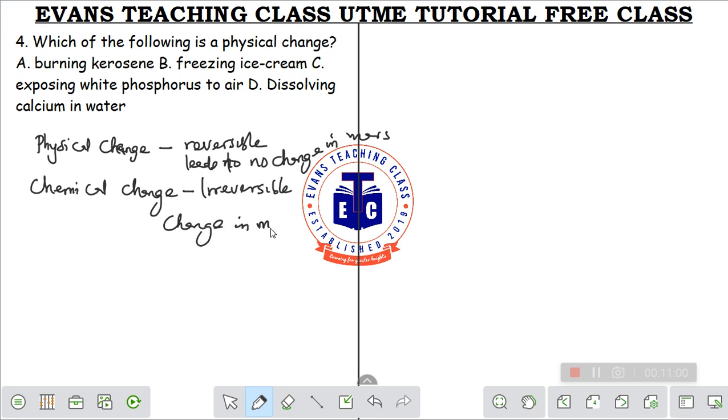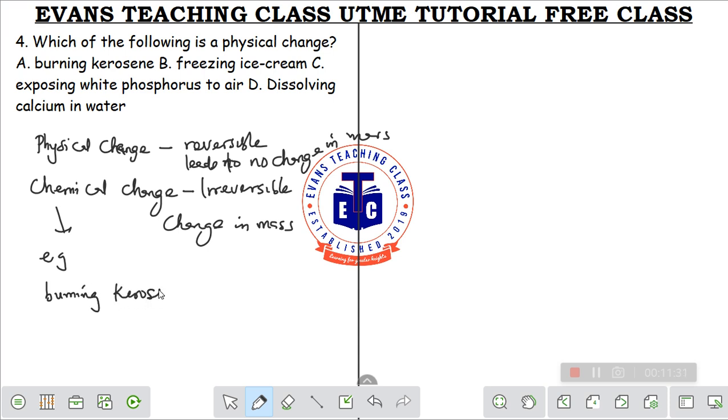For example, if you burn firewood with fire, it will become ashes. That firewood will be very heavy before you burn it, so when it becomes ashes, we see that the weight will be very small. Another thing you need to know about chemical change is that it's not reversible like that. An example of chemical change is when you burn kerosene.